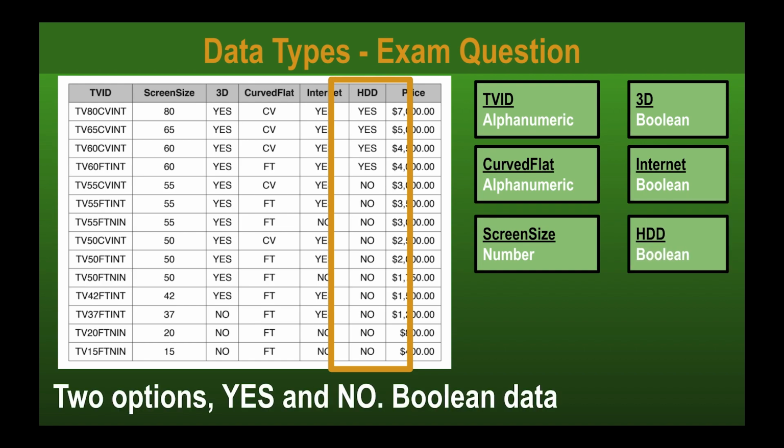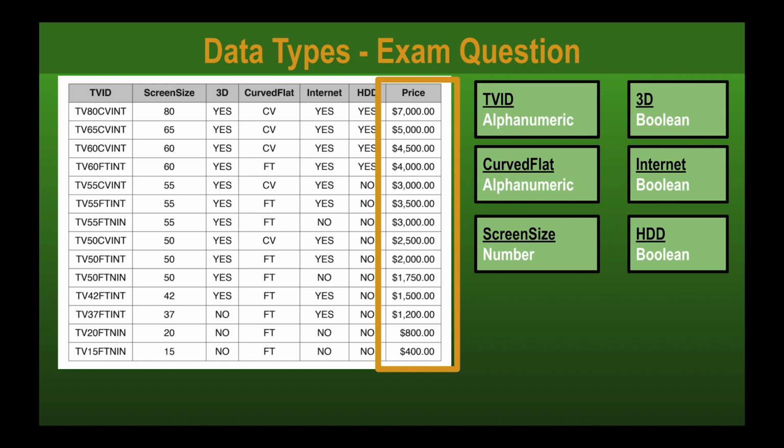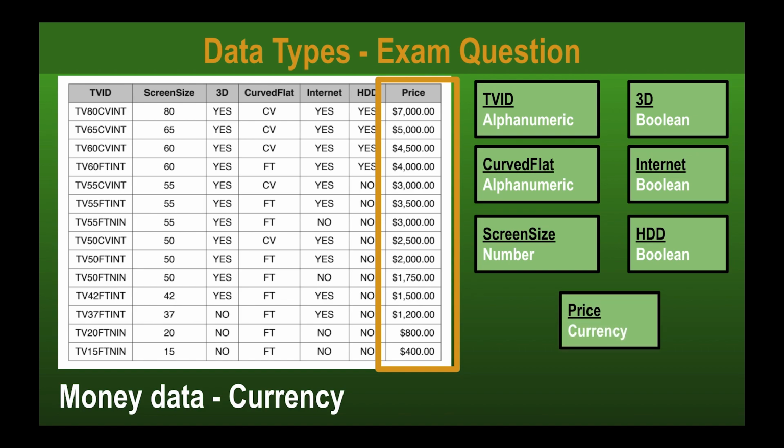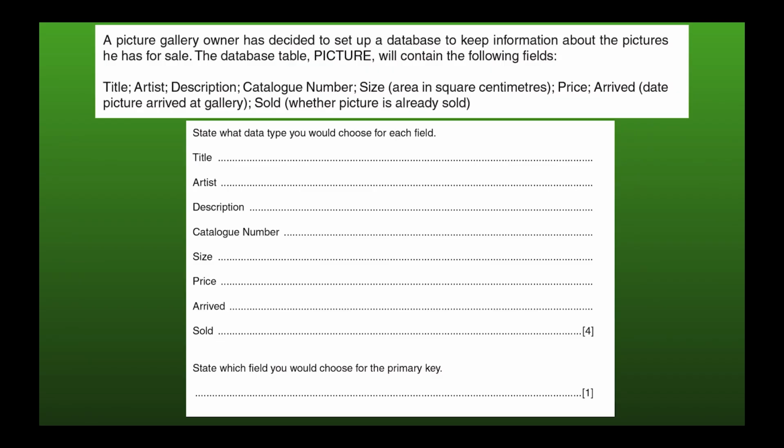And lastly of all, the price. So our price, it is a type of numeric data, but it's specifically formatted. Look at that $ right there. This is money data, so it is a currency field. So we've got alphanumeric, number, Boolean, currency. We didn't have a date and time in here, but I'm sure you're going to recognize that when it comes up. How about we have a go at this question?